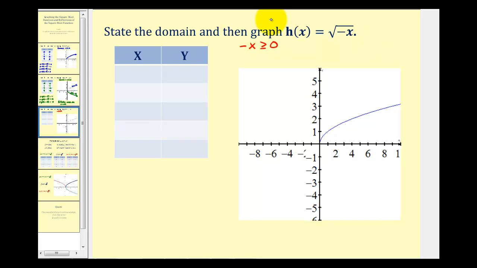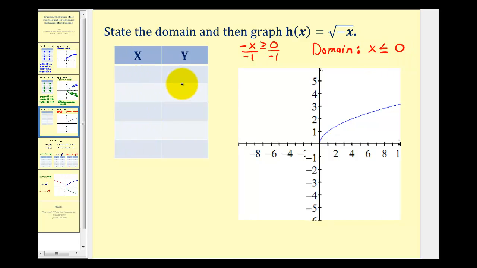So if we were to solve this for x, we would divide both sides by negative 1. Remember, when solving an inequality, if we divide by a negative, we have to reverse the inequality symbol. So in this case, the domain will be x is less than or equal to 0. So we'll have to use this information to make sure we select the appropriate x values to complete our table of values.